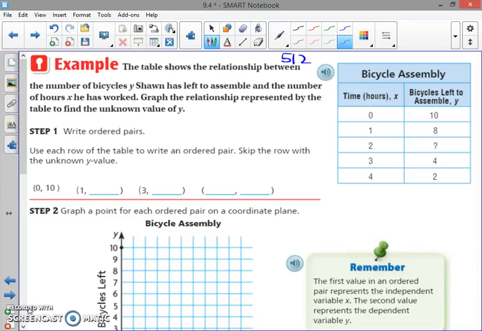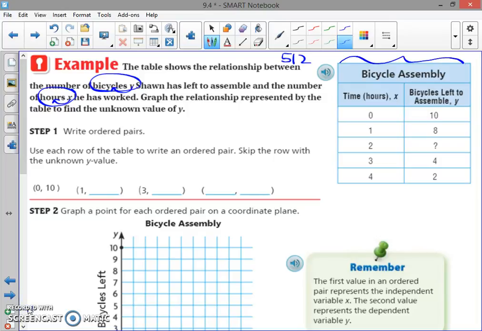The table shows the relationship between the number of bicycles, Y, Sean has left to assemble, and the number of hours, X, he has worked. So X is going to stand for hours, Y is going to stand for bicycles. Graph the relationship represented by the table to find the unknown value of Y.